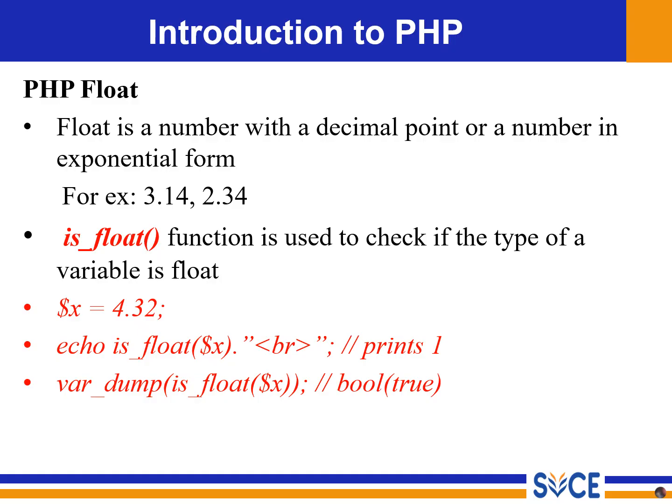Next, we see about floating point numbers in PHP. A floating point number is a number with a decimal point or a number in exponential form. For example, 3.14 is a floating point number. is_float is a function that is used to check if the type of a variable is float or not. Here we have assigned 4.32 to $x. The echo statement will print the return value of the is_float function as 1. The var_dump function will print bool(true). The interpretation of is_float and var_dump is the same as that we have already discussed for integer.